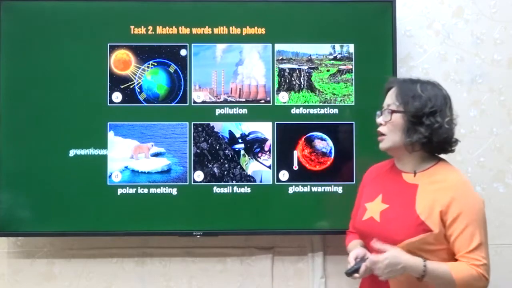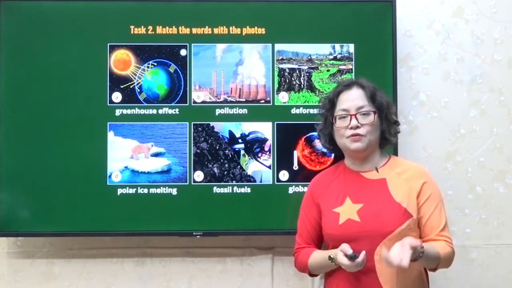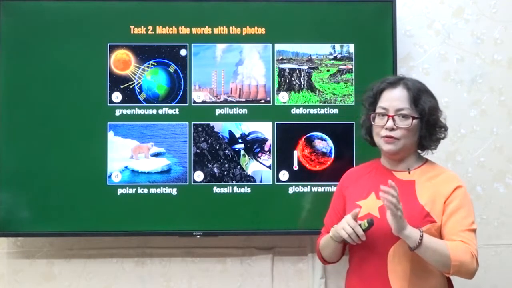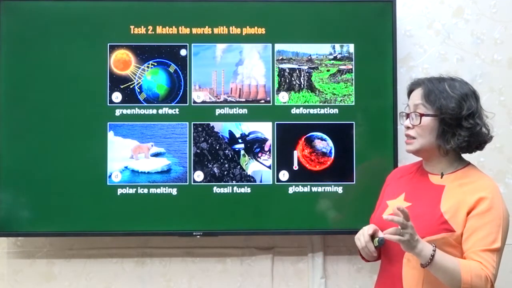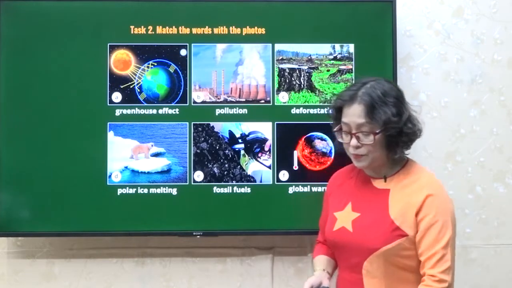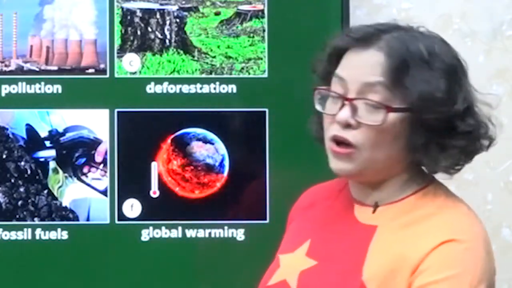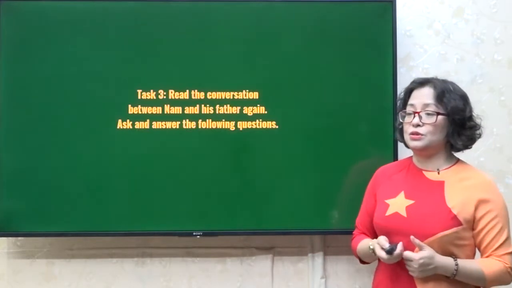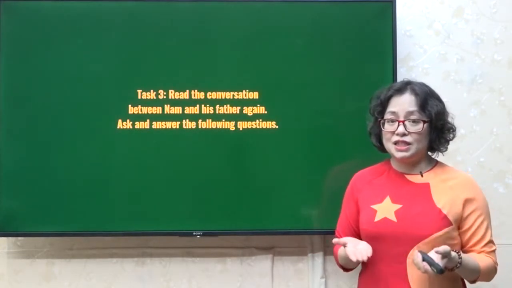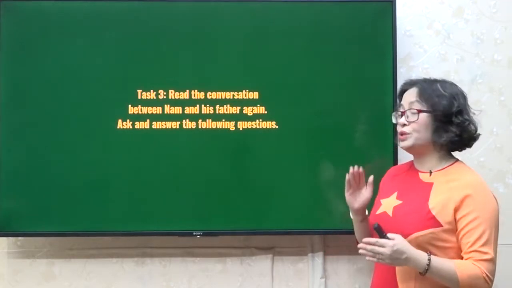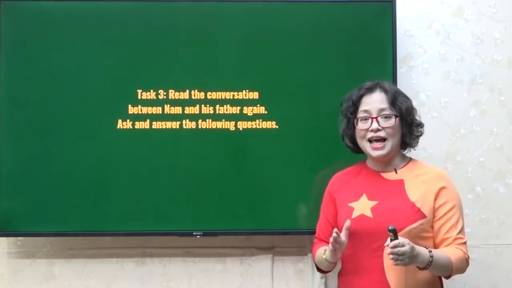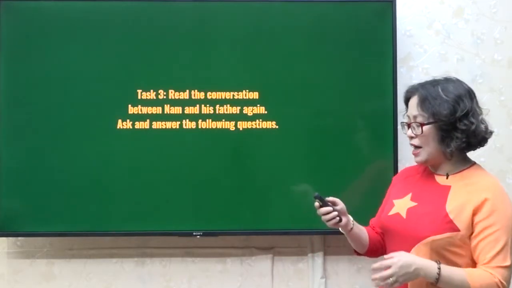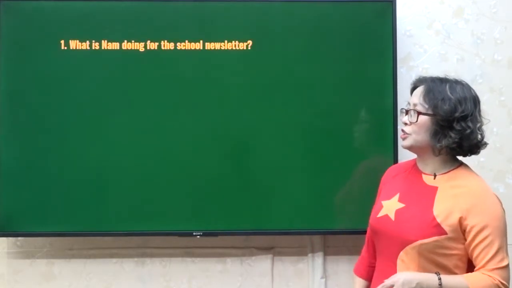And the last picture I've got is greenhouse effect. In geography, we know it. In Vietnamese meaning is hiệu ứng nhà kính. Okay. And that's all for activity 2. Now let's move on to activity 3. In activity 3, you have to read the conversation again and try to answer all the questions. Ask and answer the following question.